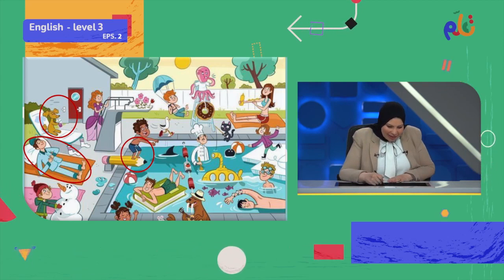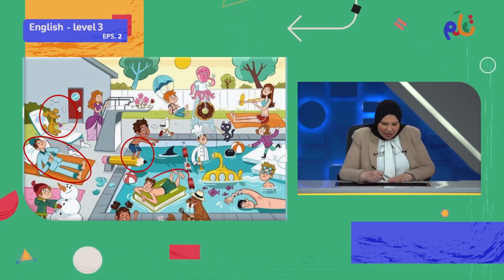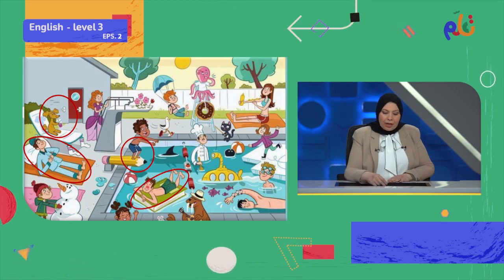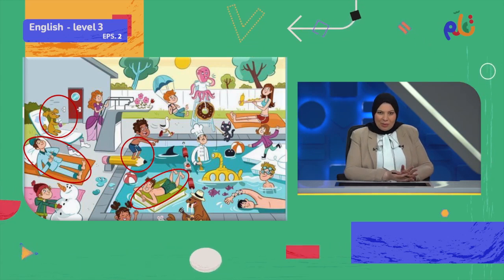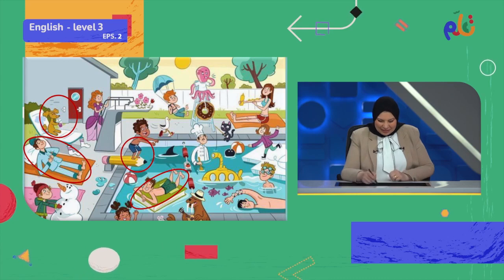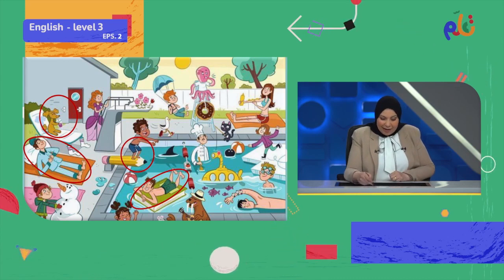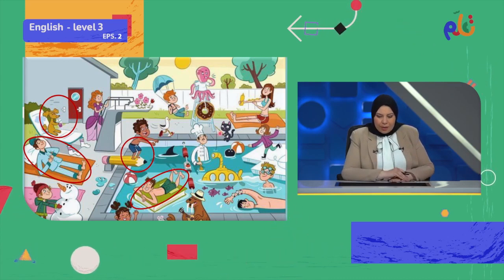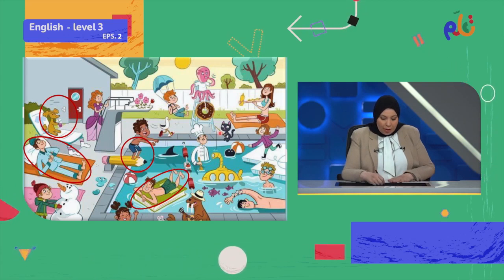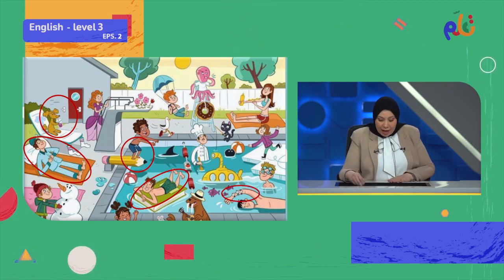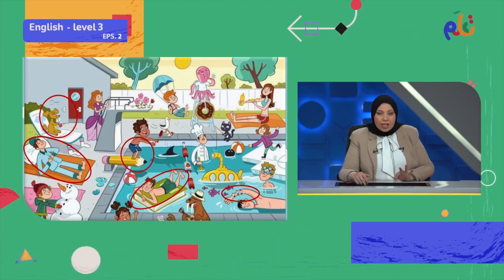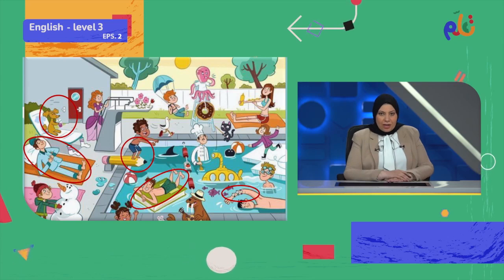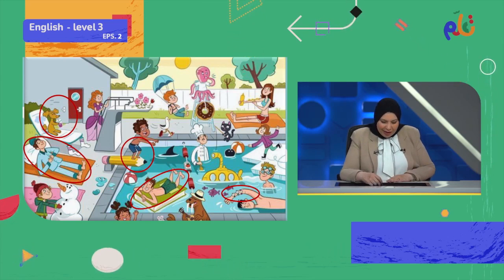Okay, what else is crazy in the picture? Let's take another look. So the boy here, yes, the boy here is sitting on a book in the swimming pool, which is crazy as well. Okay, look again and think, what can you find crazy in the picture? So, yes, we have this boy here. He's wearing 3 watches. Crazy again.